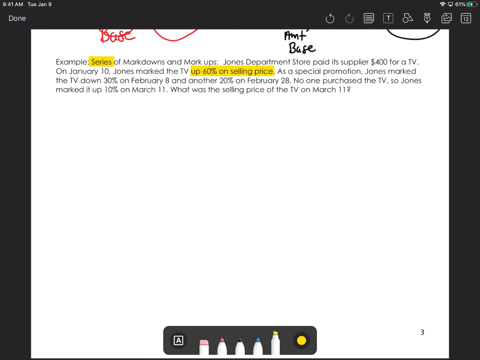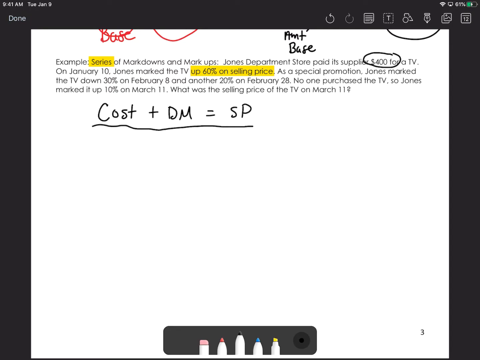Then, as a special promotion, Jones marked the TV down 30%, then another 20%, and then marked it back up 10%. So we have a whole bunch of things going on here. We're going to handle this step by step so that we don't get confused. The first thing we see here is that we know how much it cost this company to buy the TV. So let's set up our equation here to figure out what the selling price is going to be.